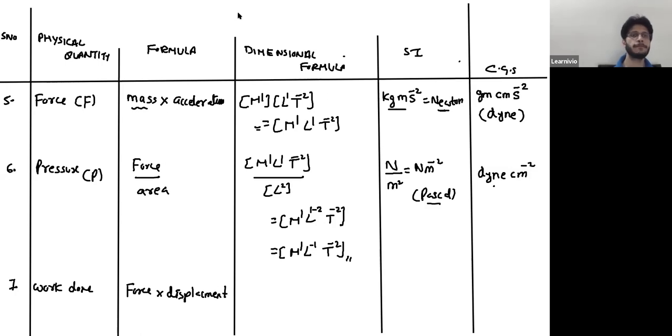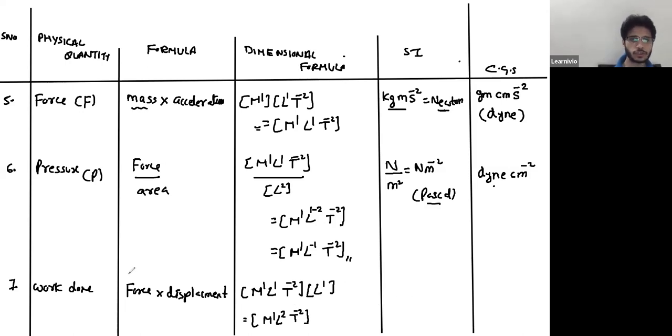So, M1 L2 T to the power minus 2. Force is just M1 L1 T minus 2. Here, displacement is L1. Combined, it is M1 L square T minus 2. So this is the combined dimension of work done. Work done is force multiplied by displacement. Force is M1 L1 T minus 2 multiplied by displacement, which is L1. So the combined is M1 L square T minus 2.